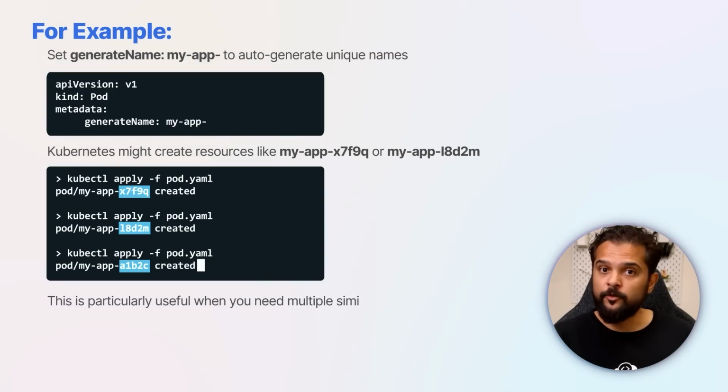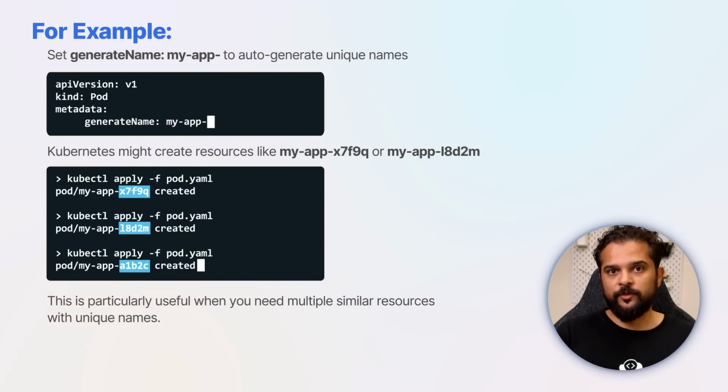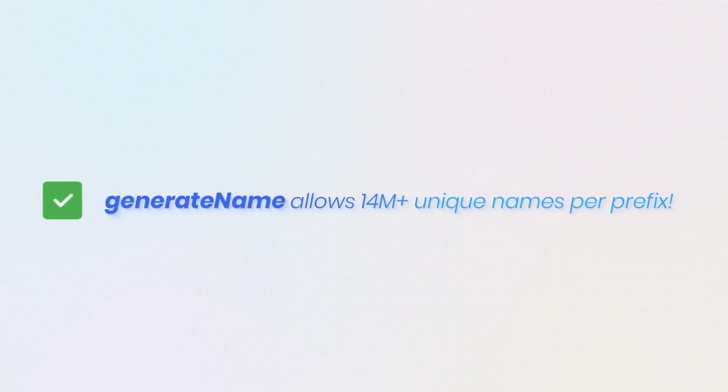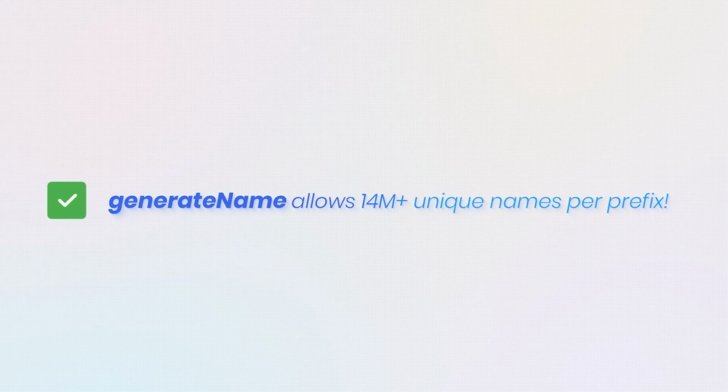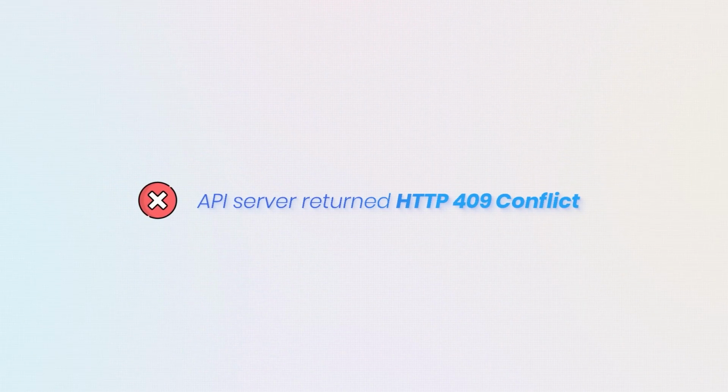This is particularly useful when you need multiple similar resources with unique names. While generate name creates over 14 million possible names per prefix, name conflicts can still occur. Previously, if a conflict happened, the API server returned an HTTP 409 conflict error, requiring the client to detect the error and retry manually. This was a step many clients didn't handle well, causing issues in production.